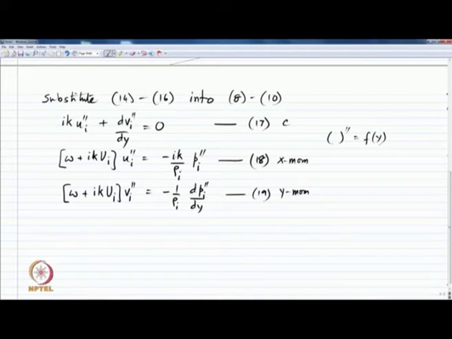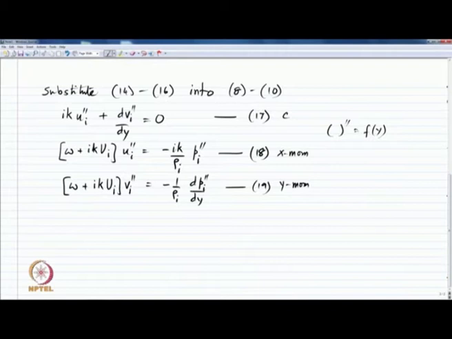So, from these equations we want to get a single ordinary differential equation, if we can, for pi double prime by eliminating ui double prime and vi double prime. So, let us see what that process looks like.